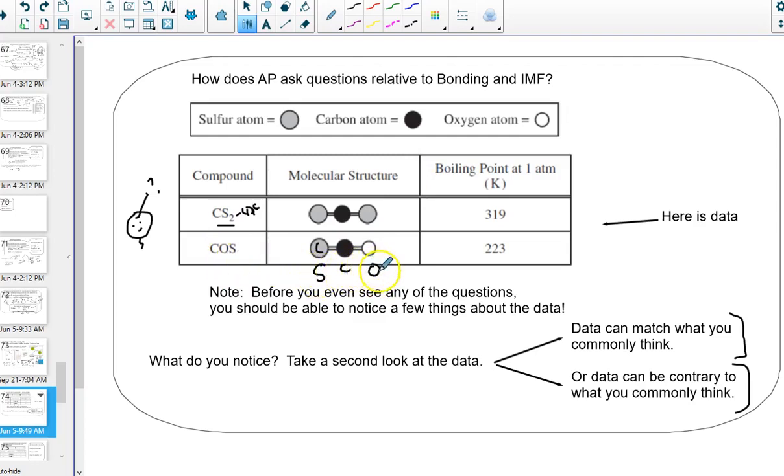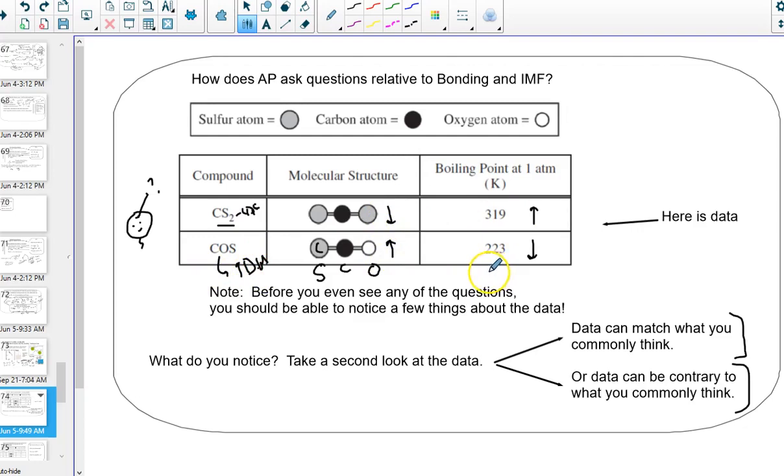Sulfur, carbon, oxygen. This thing is going to have a dipole moment for sure. And I think it's going to be a little more of a significant dipole moment. All right, but now look at this. Boiling point. For some reason, this one is higher than this one. So now, as I'm looking at this data, I think dipole moment, this one should have a higher boiling point than this one. This one should be lower. Yet what I'm seeing here is contrary.